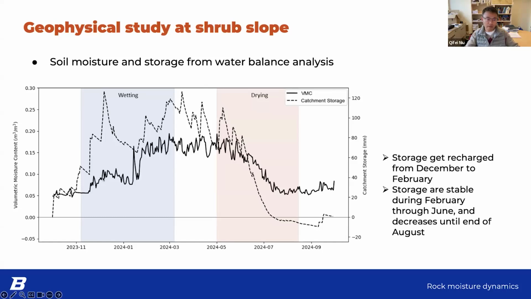For example, let's look at the black line. Before January, it's pretty low. And then after January, it got recharged, and then it reaches full capacity roughly from February all the way to June. And then after June, it starts to decrease.